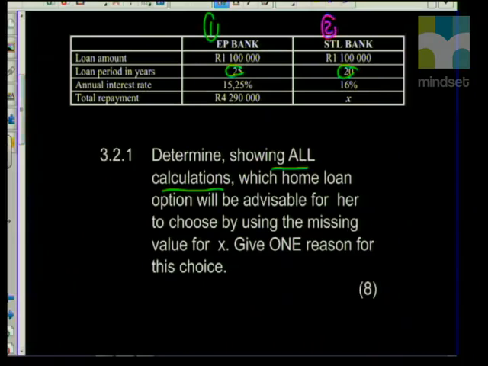And you've got to do that by calculating the missing value for X. Now, look at this. The X value is the total repayment. In a question like this, we mustn't forget that although it was 3.2, there was information given at the beginning of the question that will help us find the total repayment.